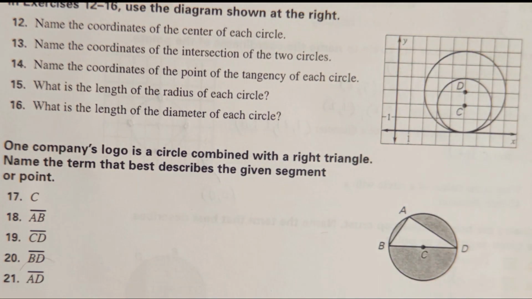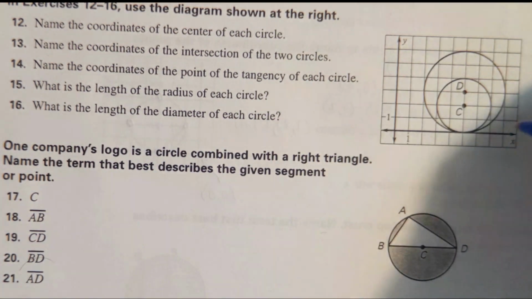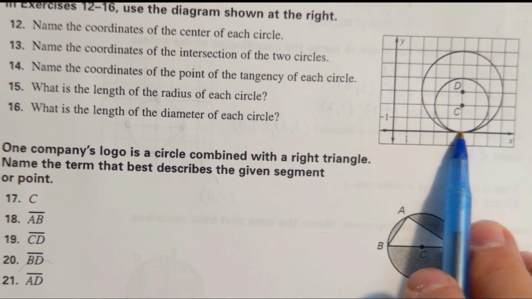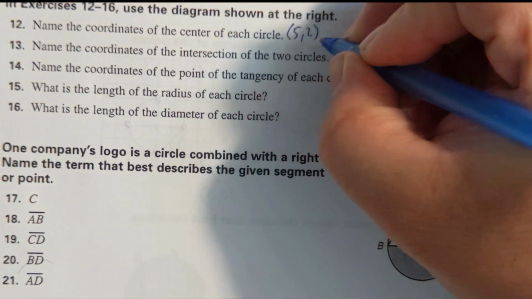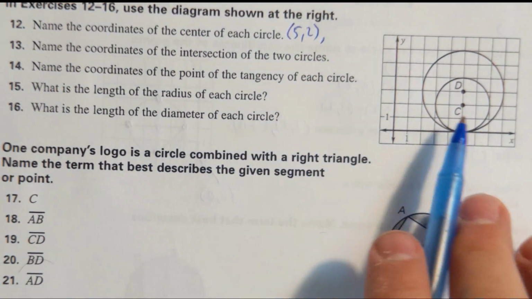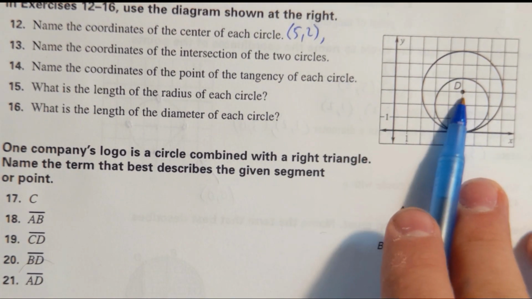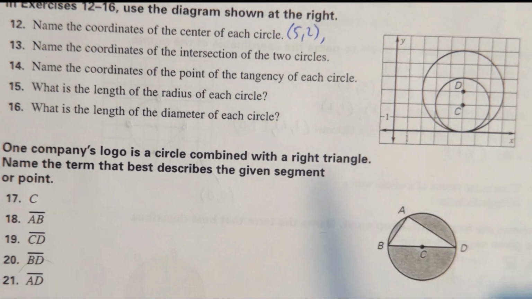Name the coordinates of the center of each circle. So the center of the small circle would be where the C is at. So that's 1, 2, 3, 4, 5 to the right and 2 up. And then the large circle is circle D. That one has a point right there for the center. So 1, 2, 3, 4, 5. 1, 2, 3 up.